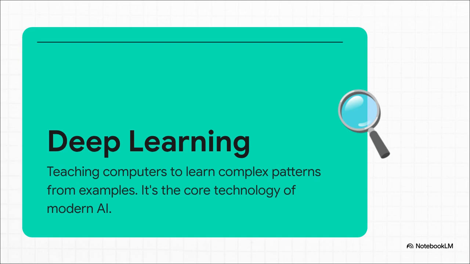So instead of a programmer sitting down and writing a million lines of code with an if-then rule for every single possible outcome, we build a system that can figure out the rules for itself. This is the engine that drives pretty much all of modern AI.